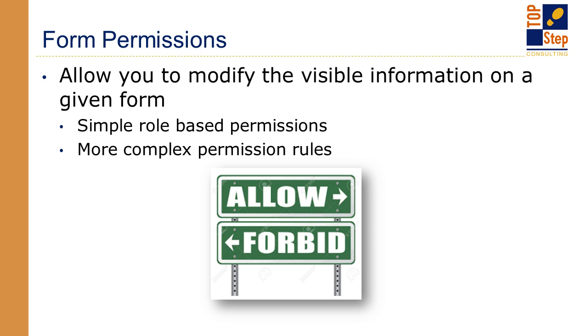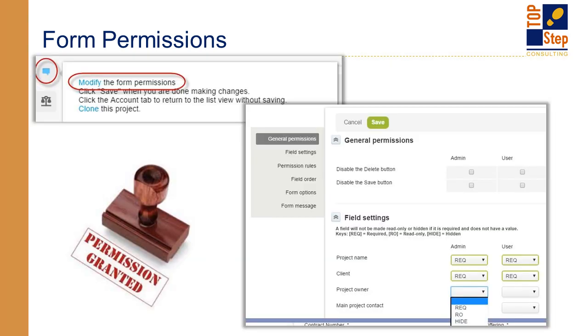Okay, form permissions. You can modify the visible information on any given form, and it can be a very powerful tool in the system. It can be as simple as role-based permissions, or it can be more complex with permission rules. Now you can access the form permissions via the dialog box on the left-hand side. If that form has the option to modify the form permissions, when you click the dialog box, you will see the Modify Forms Permission link, and you can click on Modify, and this form will appear.